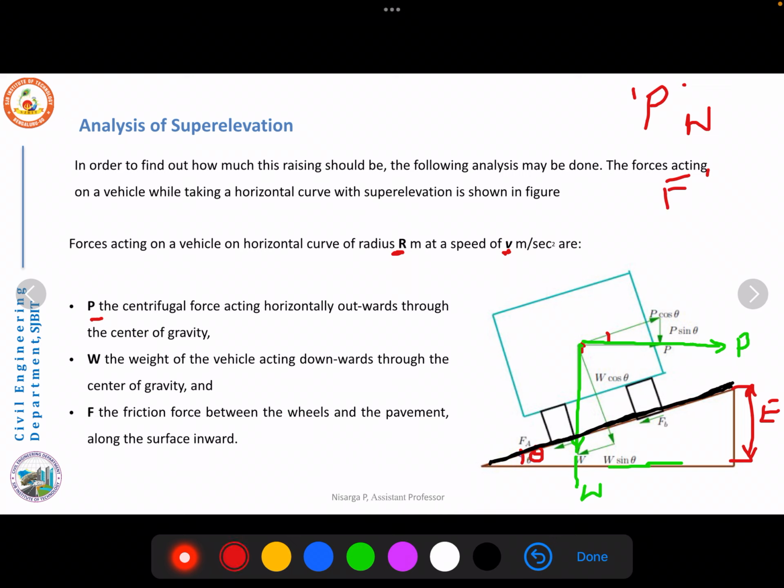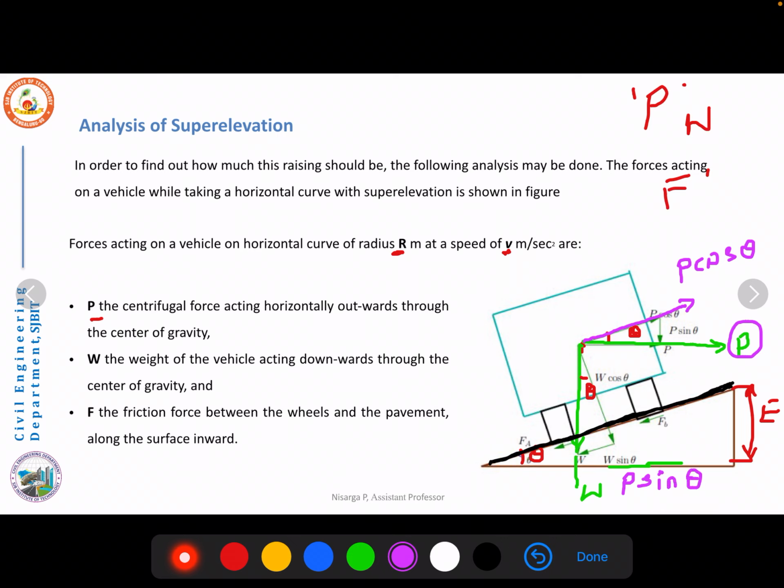So now we have to resolve the forces, and we need to consider the force component with respect to the pavement surface. If this is the theta, the force component perpendicular to the pavement surface will be P cos theta. And if we resolve the P in the vertical direction, along with that we will have P sin theta.